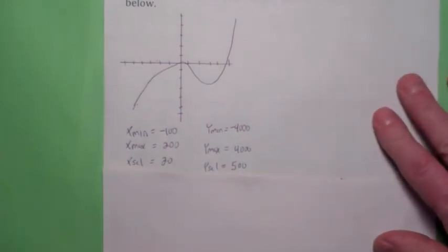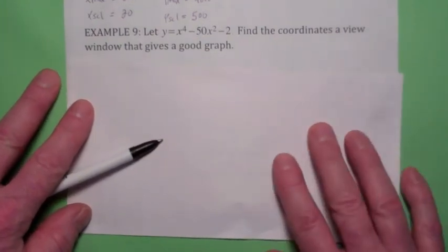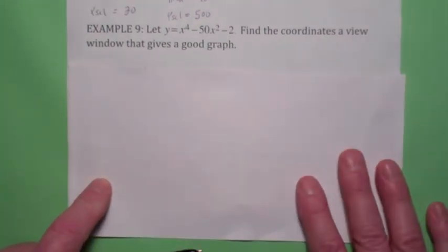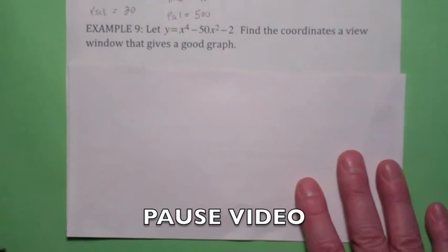Let's do one more. Enter this function, y equals x to the 4th minus 50x squared minus 2 on your graphing calculator. Play around with the window till you get a good graph that meets those 4 criteria. Go ahead and hit the pause button.